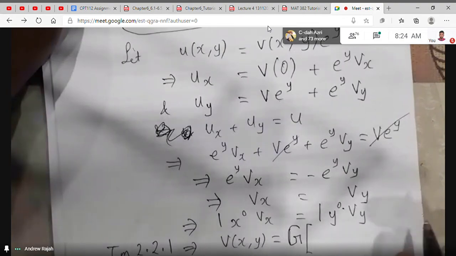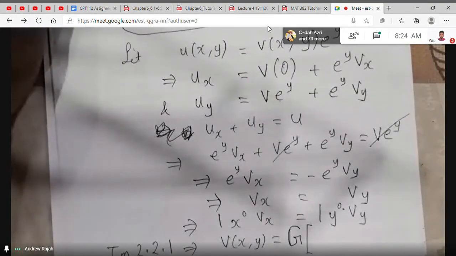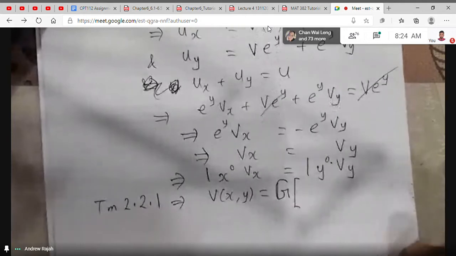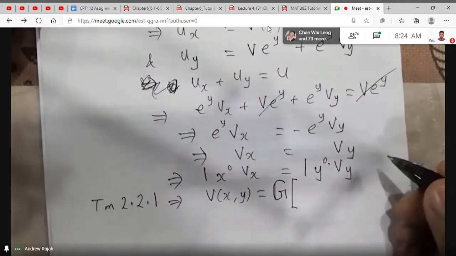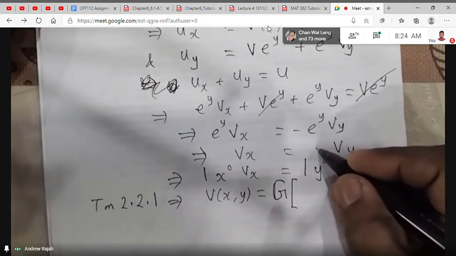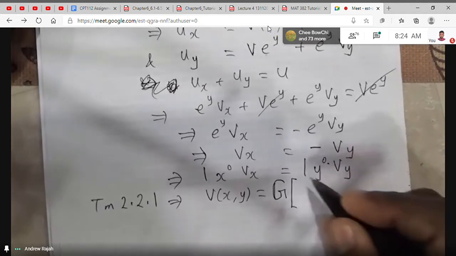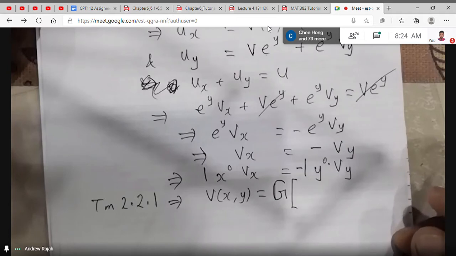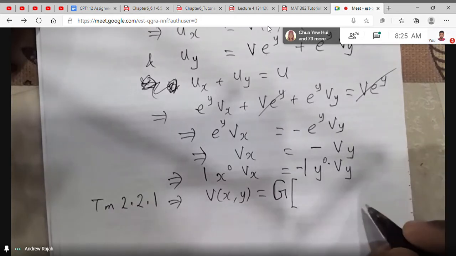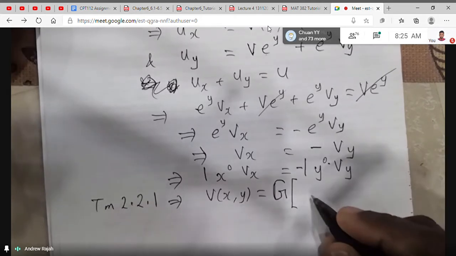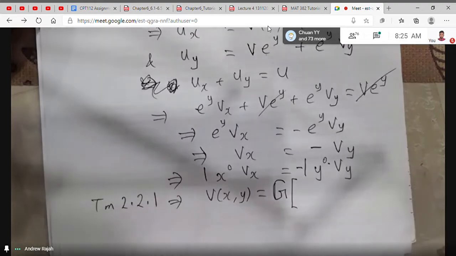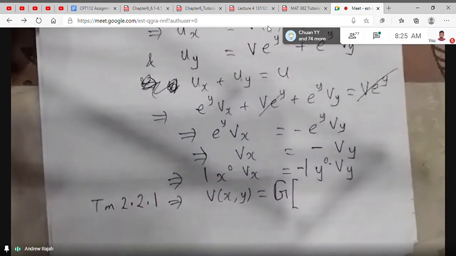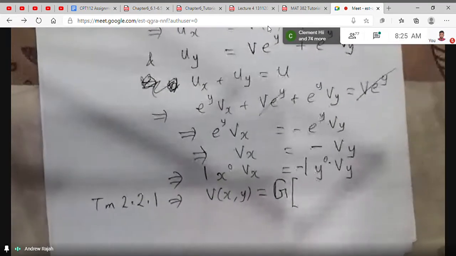What's the formula? Doctor, negative v_y or positive v_y? Negative. Good. So it's negative 1, huh? So what's the formula? You're supposed to memorize, huh?